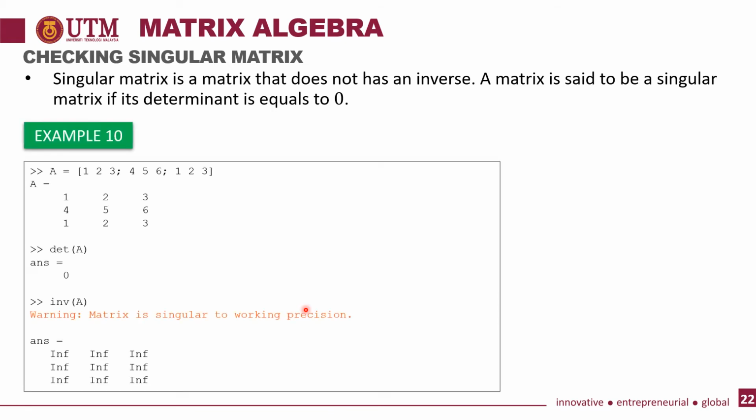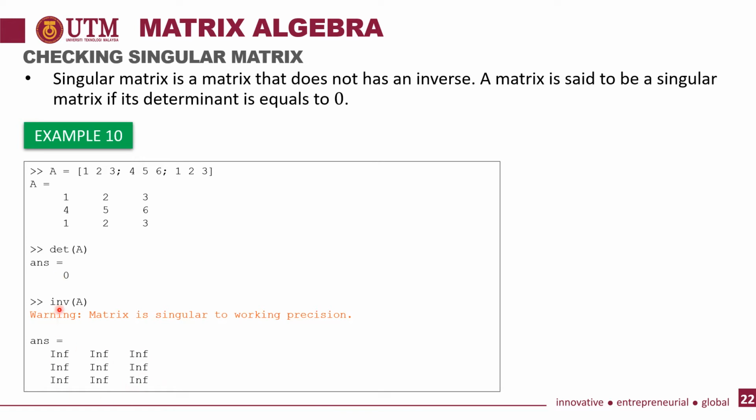For example number 10, we have the first matrix, called matrix A. If we want to detect whether the matrix is singular or not, you can just find the determinant by typing det, which is determinant, with the matrix in brackets. So this is how we find the determinant of a matrix. For this matrix, the determinant is equal to 0, so it is a singular matrix. What a singular matrix means is that it doesn't have any inverse.